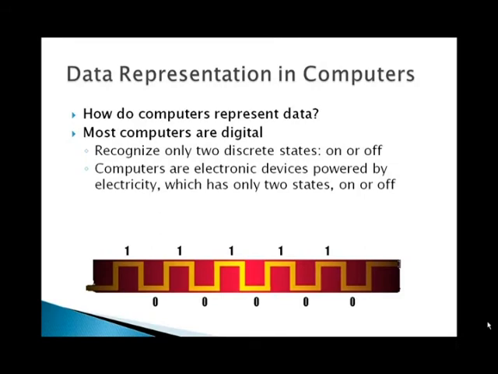As most computers are digital, data is represented by two states. Computer hardware is controlled by two voltage levels. They are high voltage level and low voltage level. Using those two voltage levels, 1 and 0 can be represented.